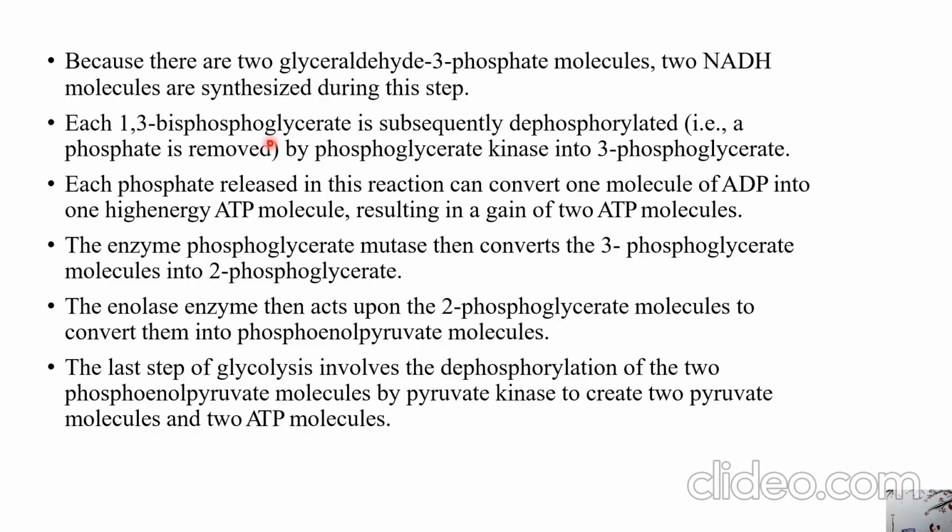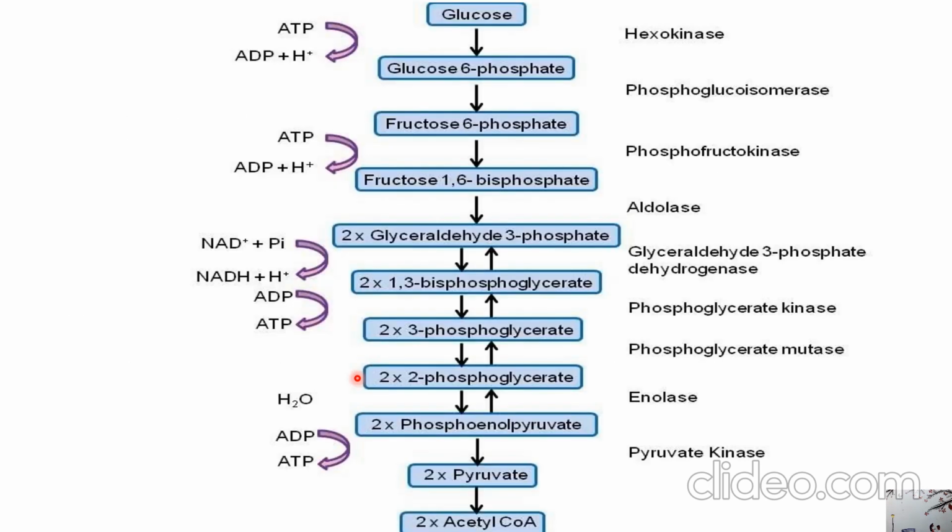Okay, so the last step of glycolysis involves the dephosphorylation of the two phosphoenolpyruvate molecules by pyruvate kinase to create two pyruvate molecules and two ATP molecules. So this is the entire step by step of glycolysis as we had already discussed.